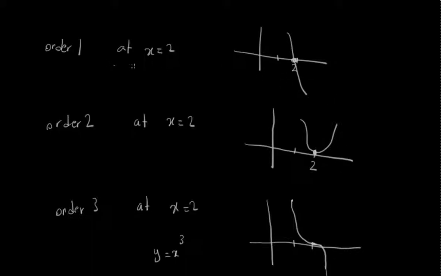So for order 1 we would just pass that x-intercept. For order 2 we're not gonna pass the x-axis, we're gonna bounce back. And for order 3 the slope would get a little flat towards the x-axis and then you would pass that point.